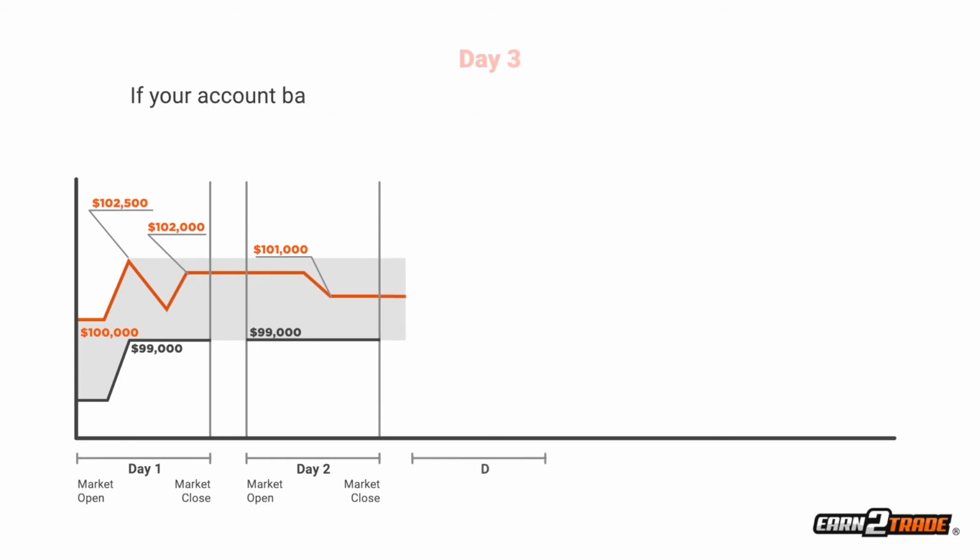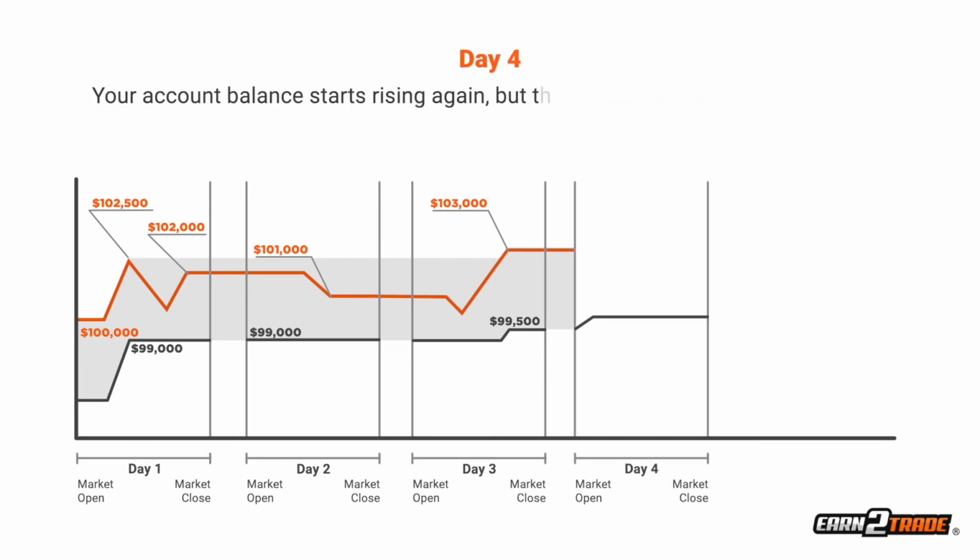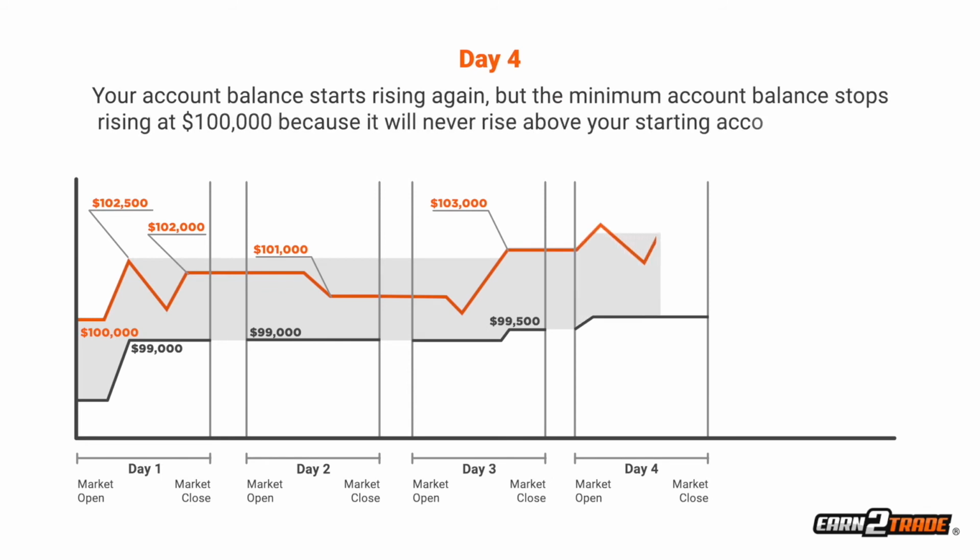On day 3, if our account balance were to rise to $103,000, setting a new high, our minimum account balance is also going to rise by $500 because it is $500 higher than the highest point our account had achieved before. So now our minimum account balance would be at $99,500. On day 4, we'll say that we hit $105,000. This is great news because our account is going up, and it's also great news because the minimum account balance is going to stop rising at $100,000 because it will never rise above our starting account balance.